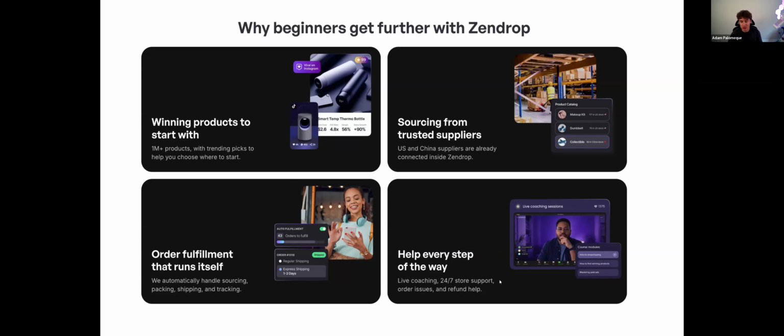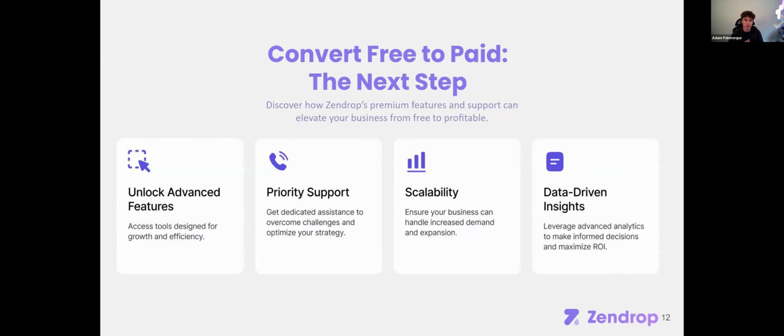You also get 24/7 support. So if there's anything wrong inside of Zendrop or something goes wrong with your shipping or supplier, whatever it might be, you can reach out to the support team and they'll help you out as quickly as possible.